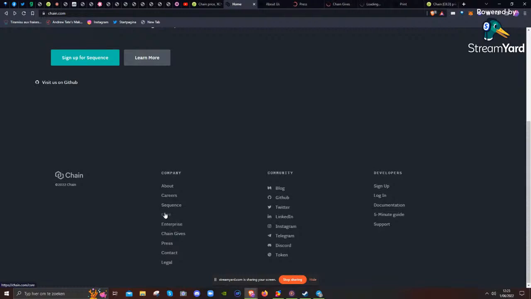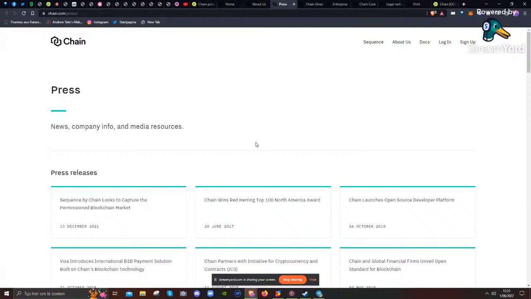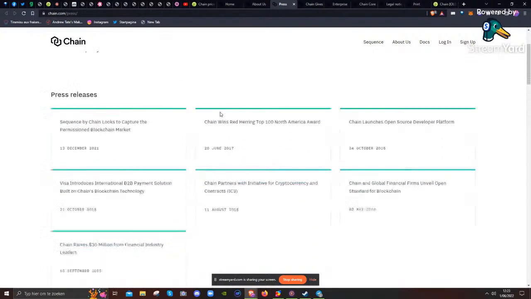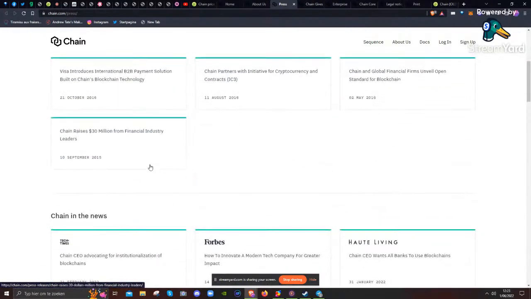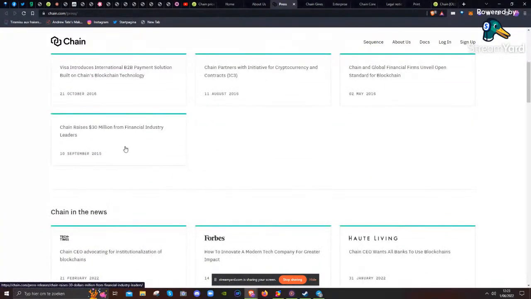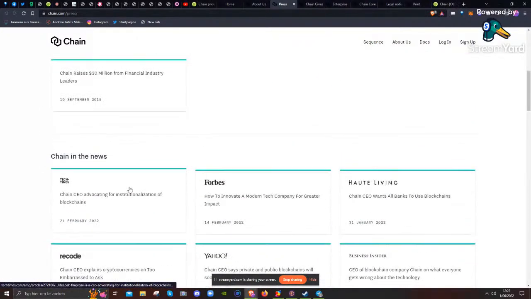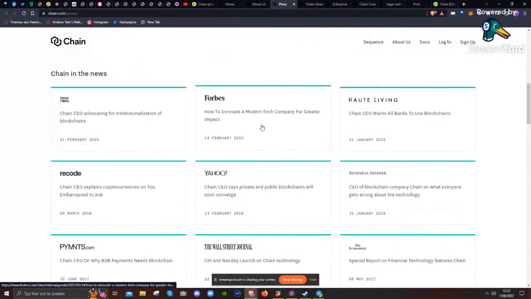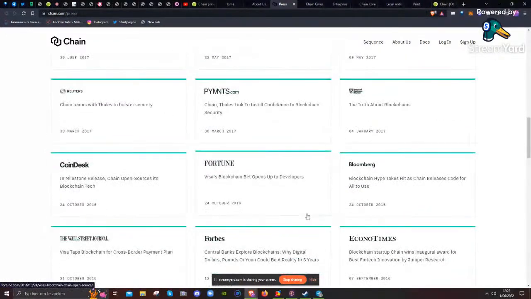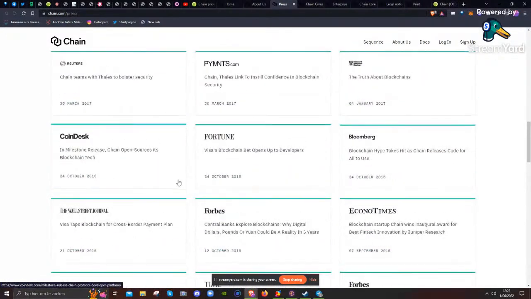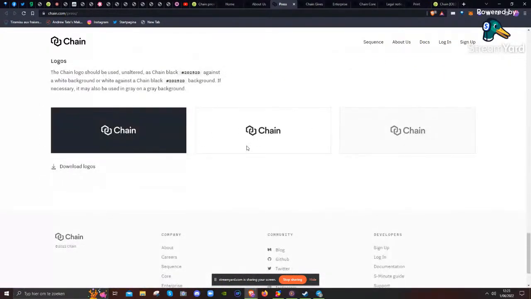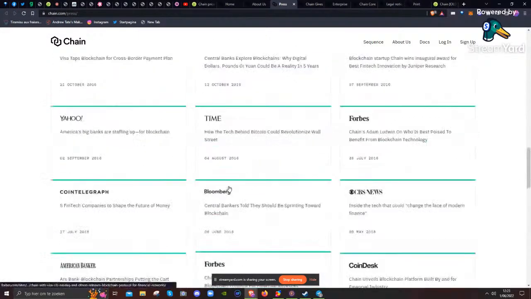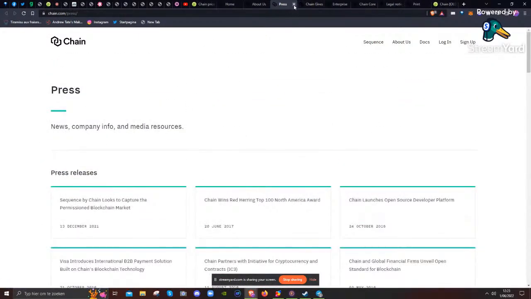Press, chain gives, enterprise, or legal. I'm going the whole way. News company for media resources. Sequence by chain looks to capture the permissioned blockchain market. This one here for press doesn't seem to be very active. Okay, chain in the news. Forbes, they've been mentioned. You know, you may put these ones, Forbes, Bloomberg, Economic Times, Time, more in center. It raises trust that you are being talked about. Just a little hint.